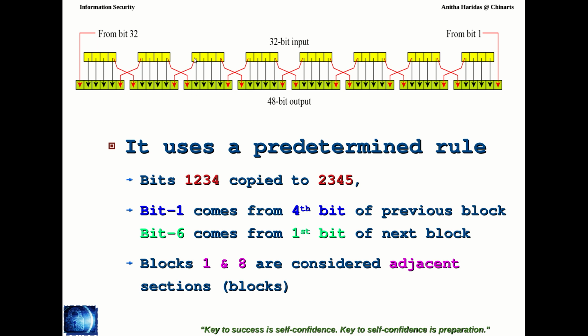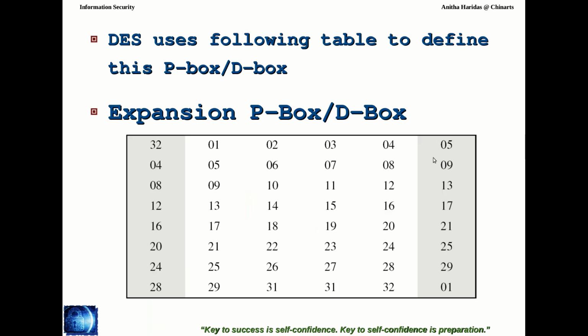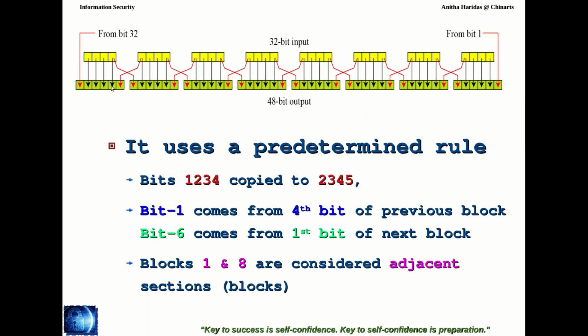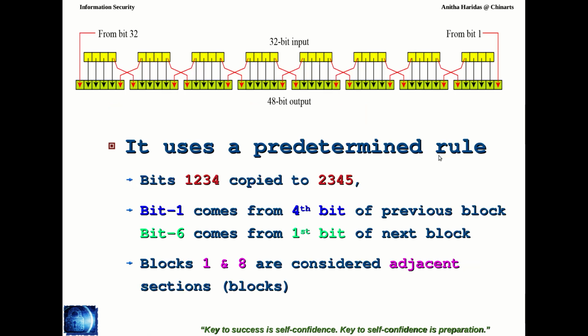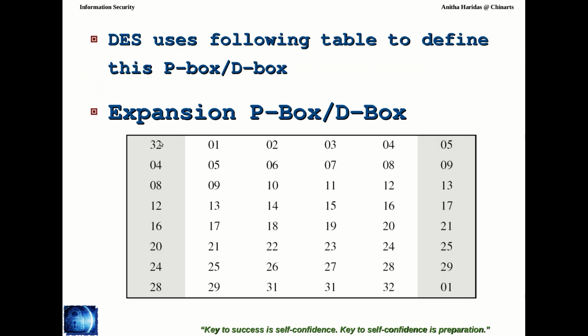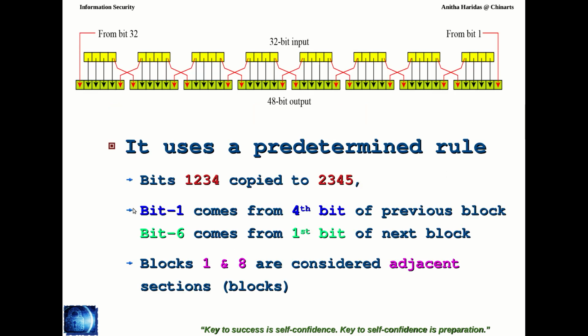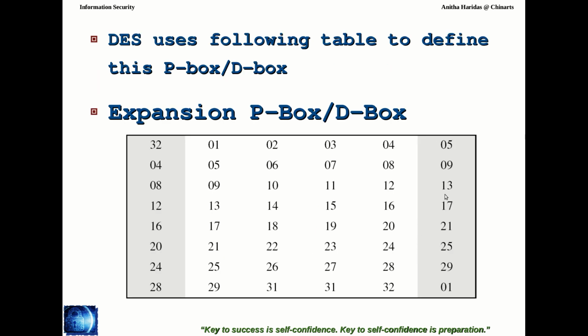So this is the 9th bit, so the 9th bit comes here. These 4 bits are coming as they are, these 4 bits and these 4 bits and these 4 bits are represented here. These are the 4-bit chunks coming directly here, and the first and 6th bit, bit 1 and bit 6, are represented here. Bit 1 comes from the 4th bit of the previous block, and bit 6 comes from the first bit of the next block.